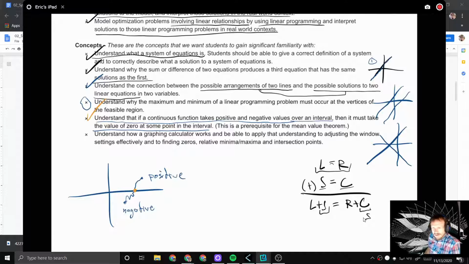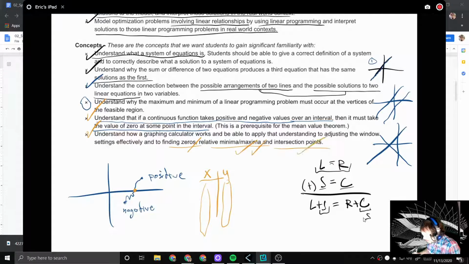Understand how a graphing calculator works, and be able to apply that understanding to adjusting window settings effectively, finding zeros, relative minima and maxima, and intersection points. What is the graphing calculator doing? It's making an XY table and plotting points. It does it really quickly, but that's all it's doing. XY table, plotting points, understanding that can help you to understand how to think about and use the zeros, the minima and maxima, and the intersection points.